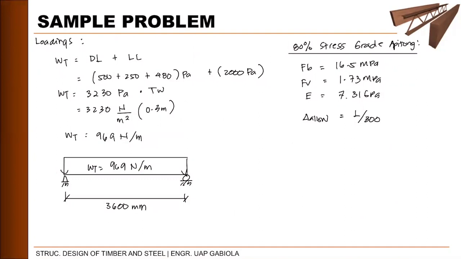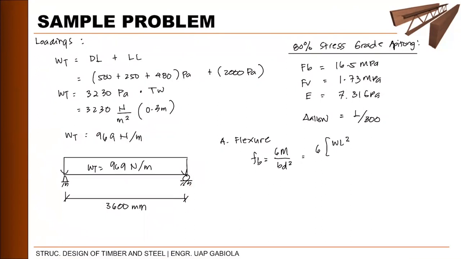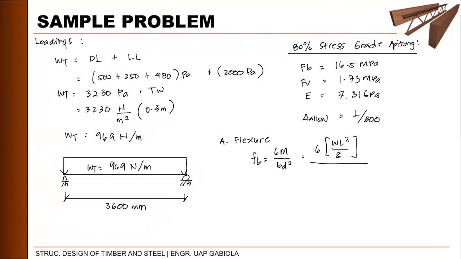Okay? So, let's start first with analyzing it for flexure. Okay? For flexure, we have the formula FB is equals to 6M over BD squared. So, para sa rectangular, yan yung formula niya, no? And then si M natin, may formula yan na, since this is a uniformly distributed load lang, okay? Ang formula natin is WL squared over 8. Okay? All over BD squared. Okay? Pero ang problem natin is we don't have the value for the cross-section. Kasi yun nga yung de-design natin.